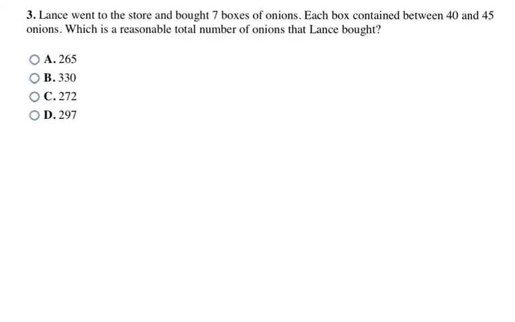This next problem is estimating in a word problem. It says Lance went to the store and bought 7 boxes of onions. Each box contained between 40 and 45 onions. What is the reasonable total amount of onions that Lance bought? So what I'm going to do is take the smallest number, 40, and multiply it by 7. And that's going to give me the smallest possible number of onions that Lance could buy.